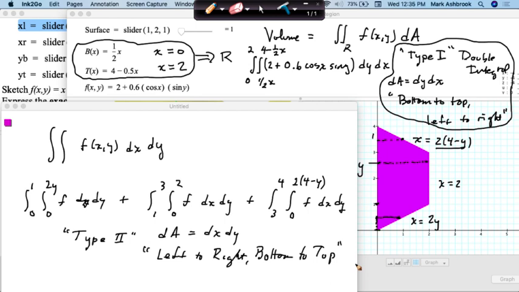Okay. Ask if you have a question or if I lost you. Does it make sense? So let's do another example. I want you to set this one up both ways, type 1 and type 2. Can I erase?